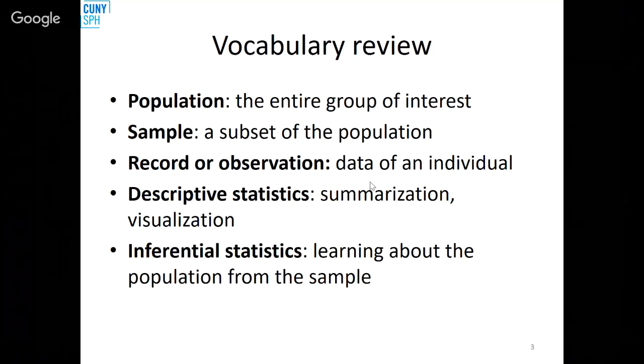And a sample is some subset of that population that we actually observe. I refer to records or observations as the data for one individual. And these are two of the three parts of statistics that I introduced: descriptive statistics, referring to summarization and visualization, which is everything that we're doing in these first two classes, and inferential statistics, which is inferring something about the population from our sample.